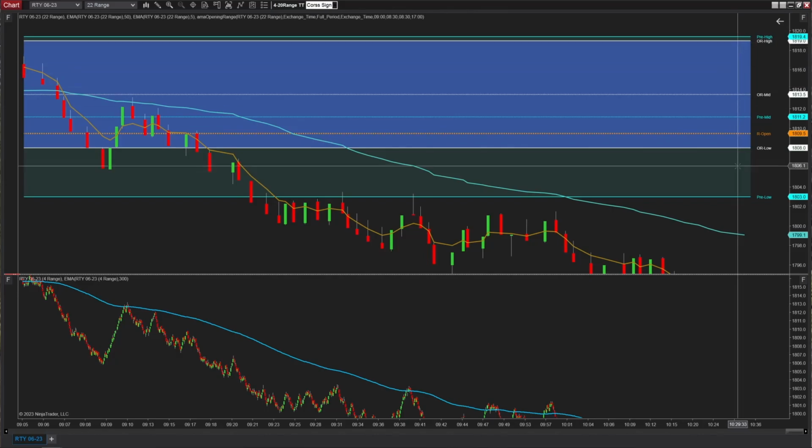That's the range that was achieved. When the regular hours start, it also starts plotting, which is denoted by the white text. That's the regular hours opening range.